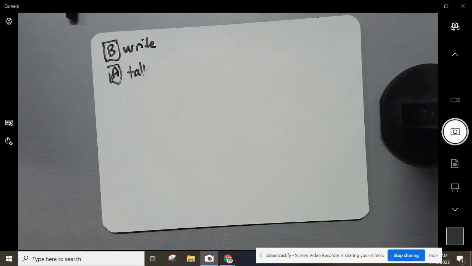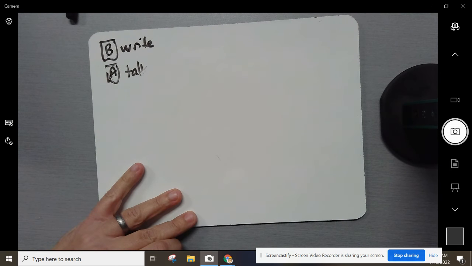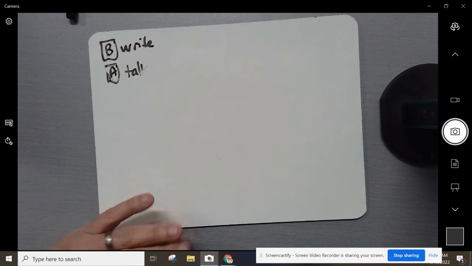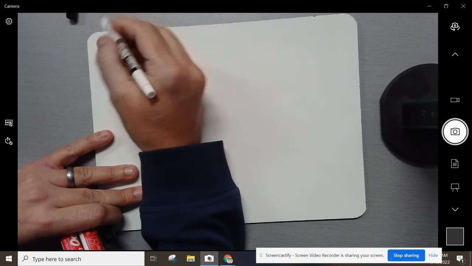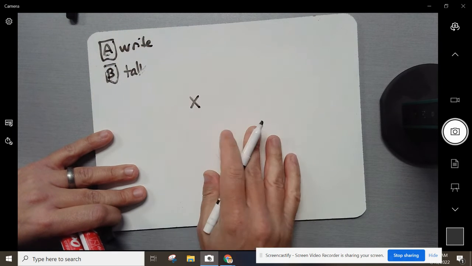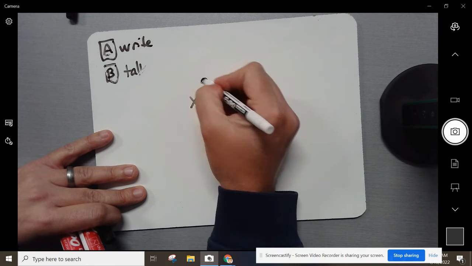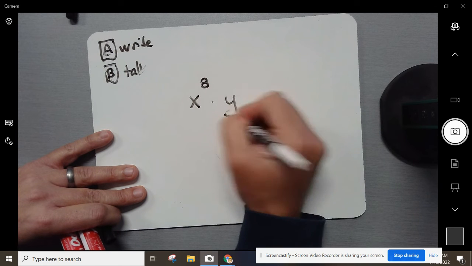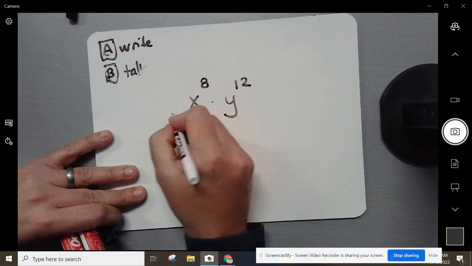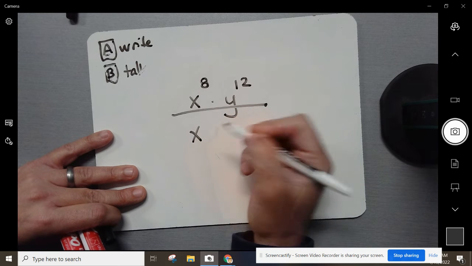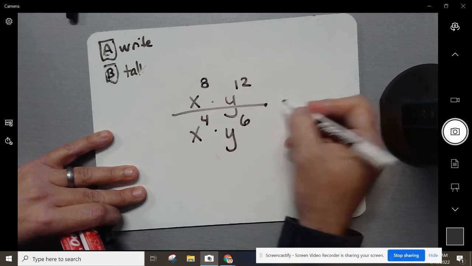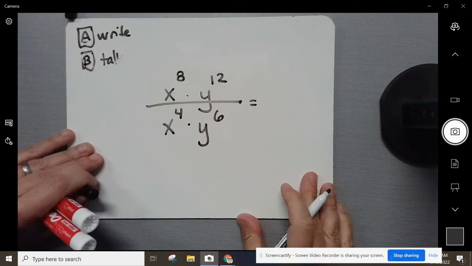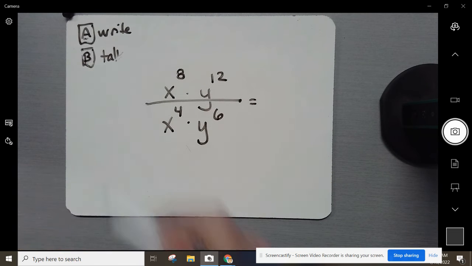All right? Now, once again, I'm looking at the quiz right now and looking at questions. Okay, here we go. A, then B. Let's flip it up again. Here we go. X to the 8, Y to the 12 over... All right, take a look at this problem. What are you going to do? Take your time, talk it out.